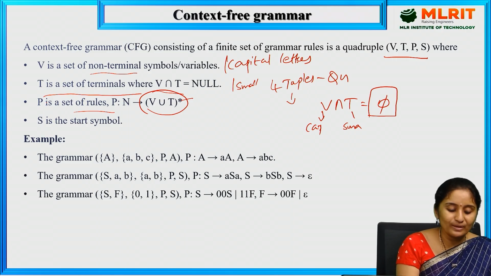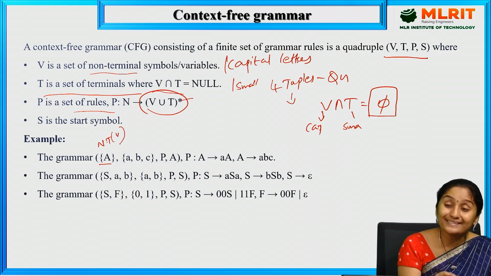So let us see a few examples. These are some grammars. This capital letter is nothing but the non-terminal, so we can also call it V. And these are the terminal symbols.